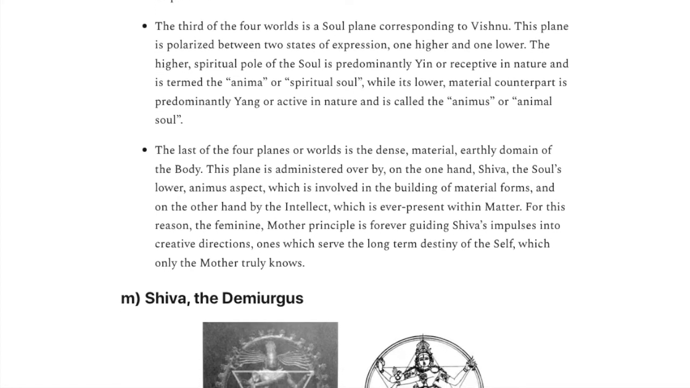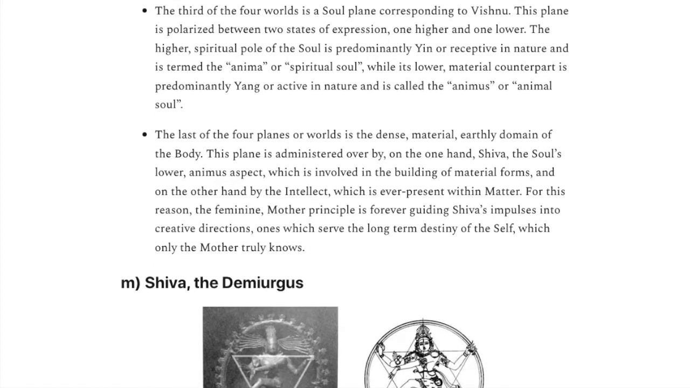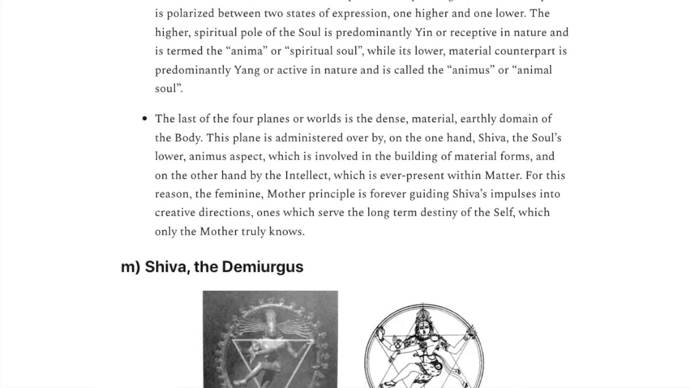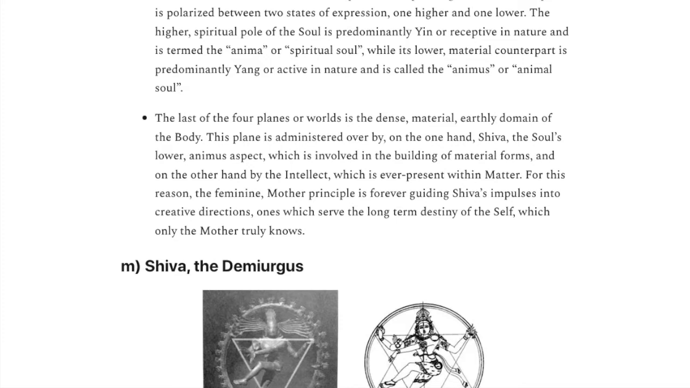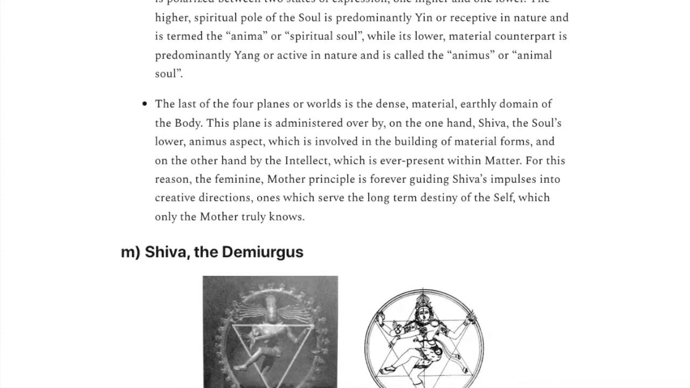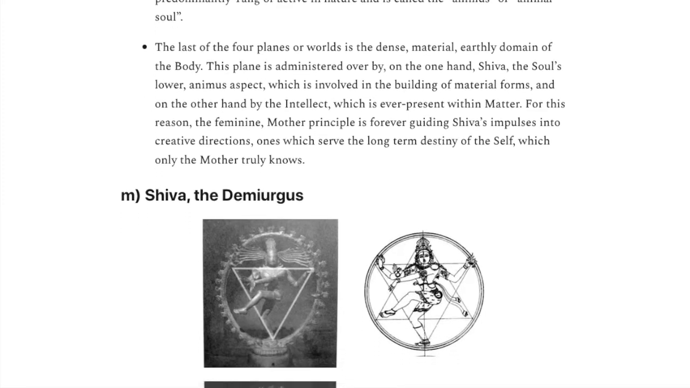So the intellect is the ever present context within which the self is moving. And so for this reason, the intellect, or Mahamaya, should be understood as forever guiding Shiva's impulses into a creative direction, so that it produces forms that are purposeful in a certain way. And these forms that it guides Shiva into creating are ones which serve the long-term destiny of the self, which only the mother truly knows. So the self's own destiny is hidden to it by means of its own designation of this not self concept. So I hope this is making some manner of sense to you guys.